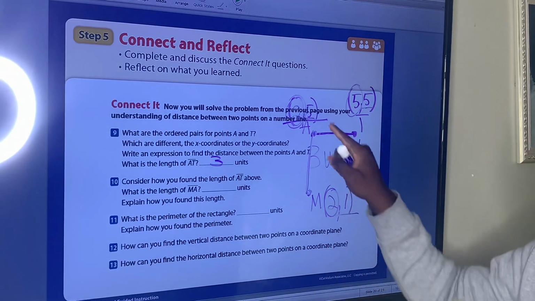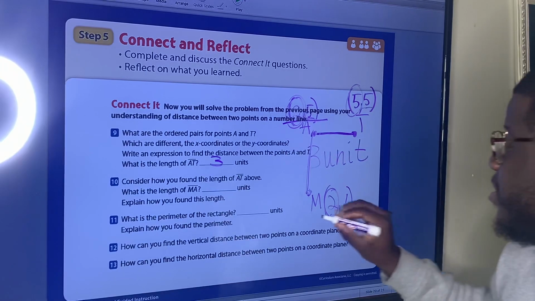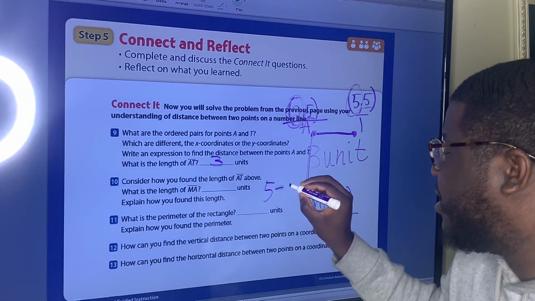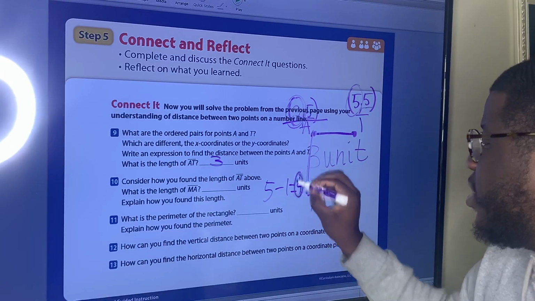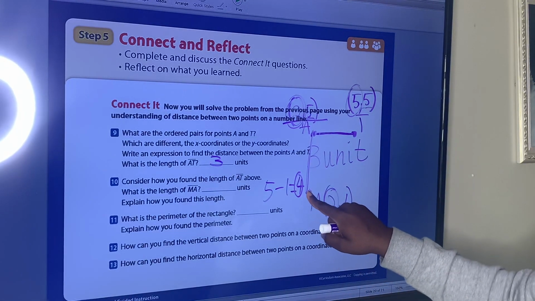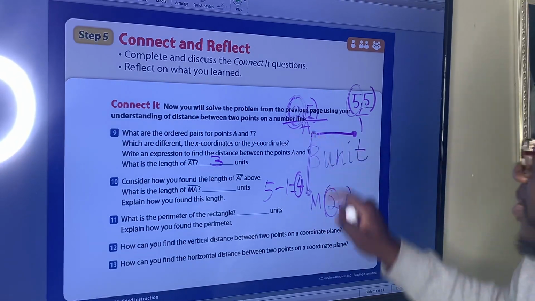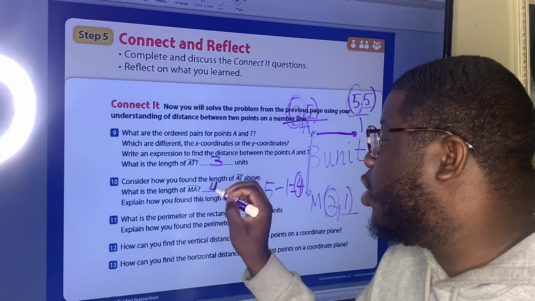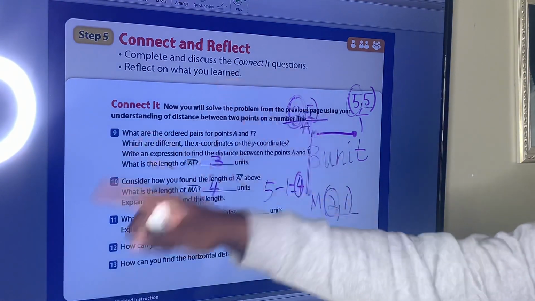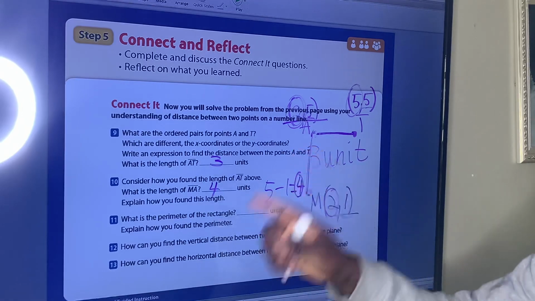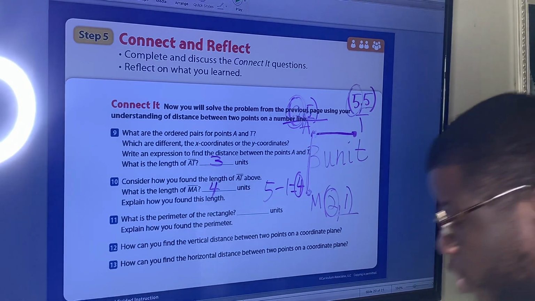So therefore, all you need to do is subtract the y-axis, which is 5 minus 1, which is equal to 4. So the distance between M and A, or the length of MA, is equal to 4 units. For those who didn't understand this, let's go back to the coordinate plane, and we can look at it together one more time.